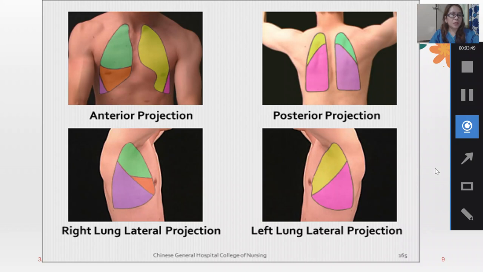And, ayan, marami lang talagang mga view para makita ninyo na kapag naka-anterior, ayan naman, kitang-kita yung three lobes of the right lung. Two lobes of the left lung. Okay. So, that is the anterior projection, the posterior projection, the right lung lateral, and the left lung lateral projection.